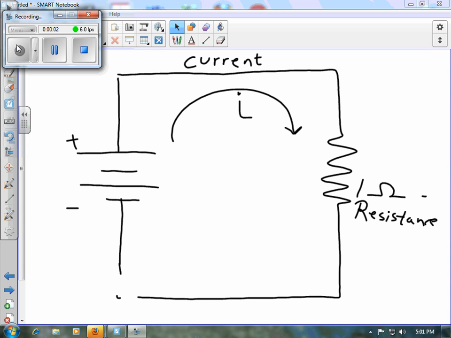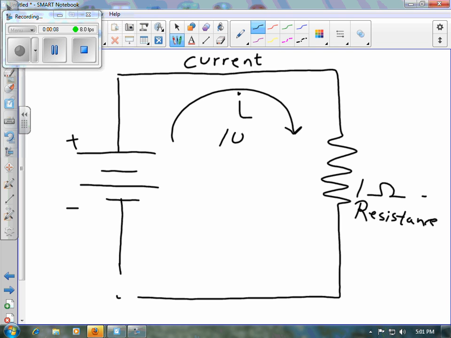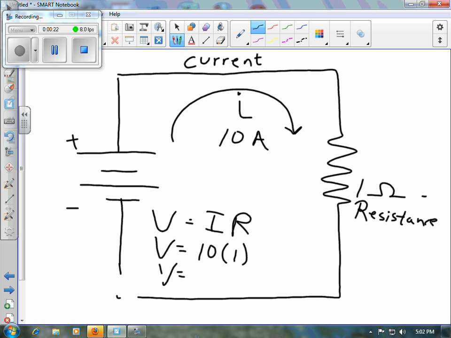So now we know the resistance, and we measure the current with our handy amp meter. And so we say we have 10 amps of current. So what would be the voltage? V equals IR. So V equals 10 times 1. So V equals 10 volts. Very simple. All right? It all depends on what you know.